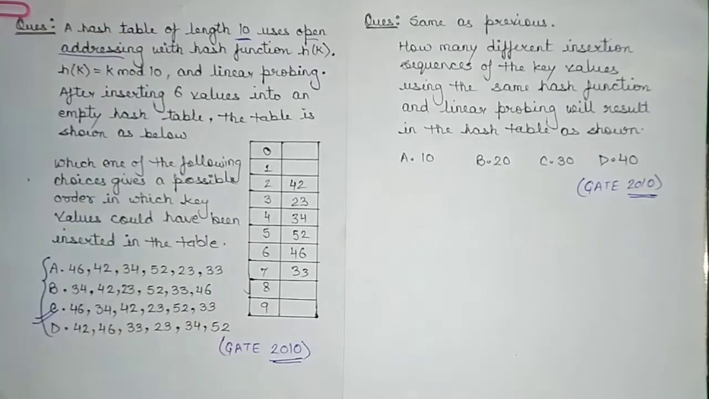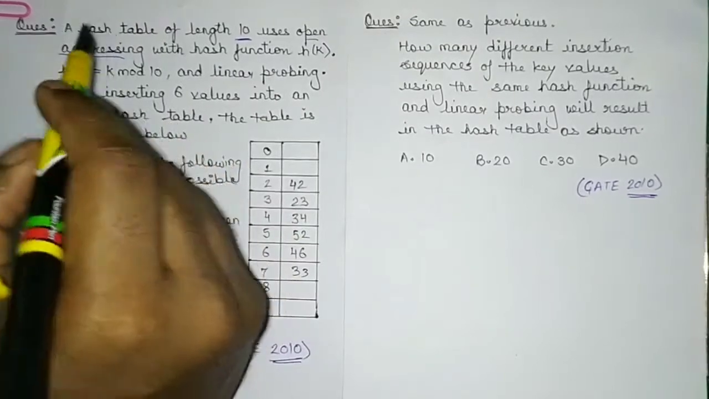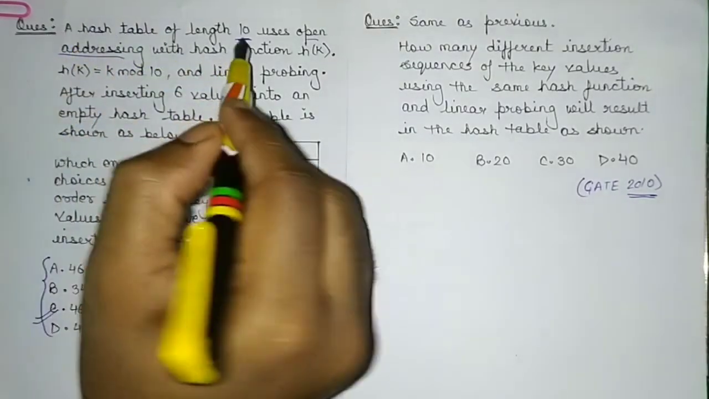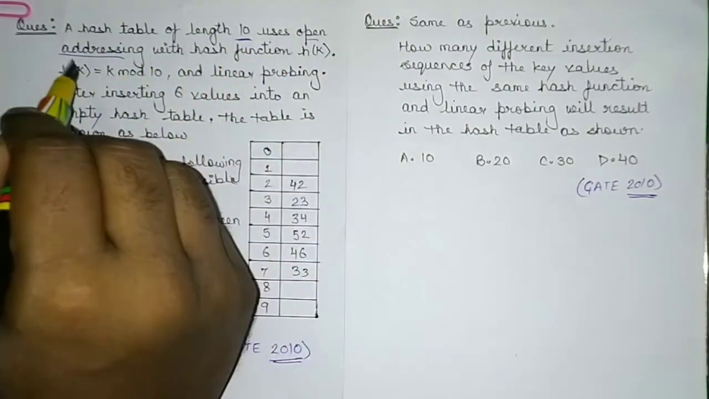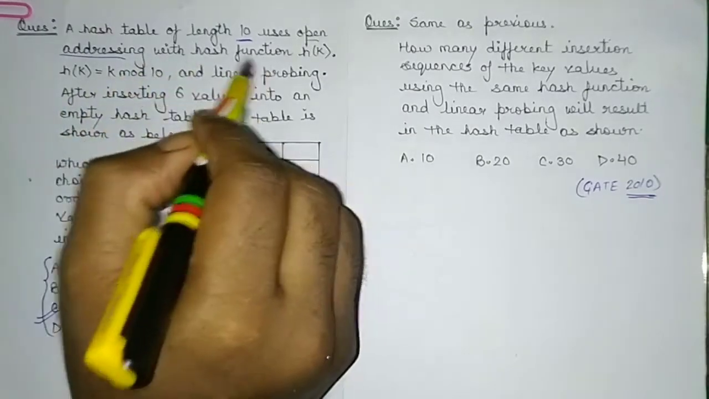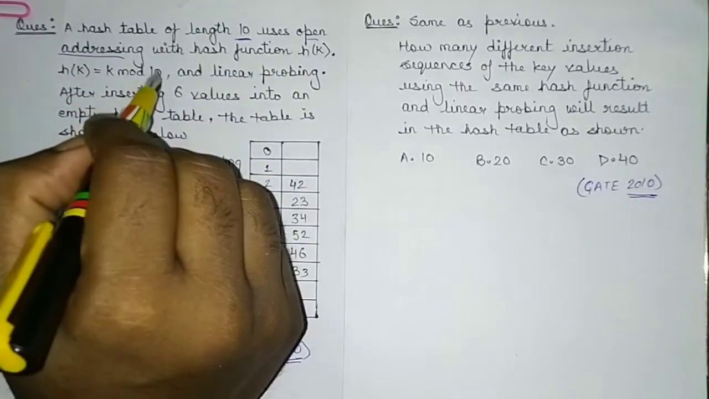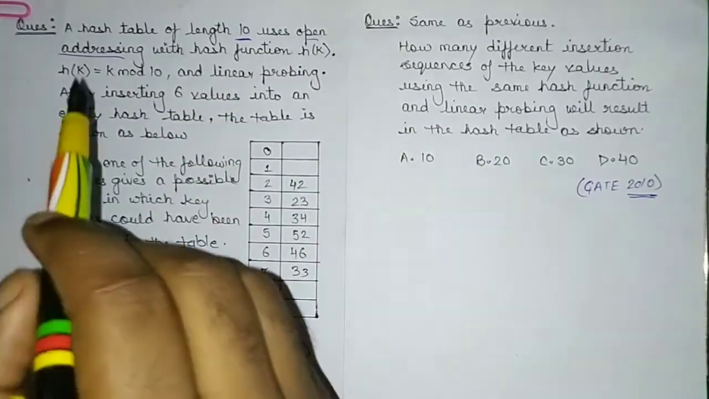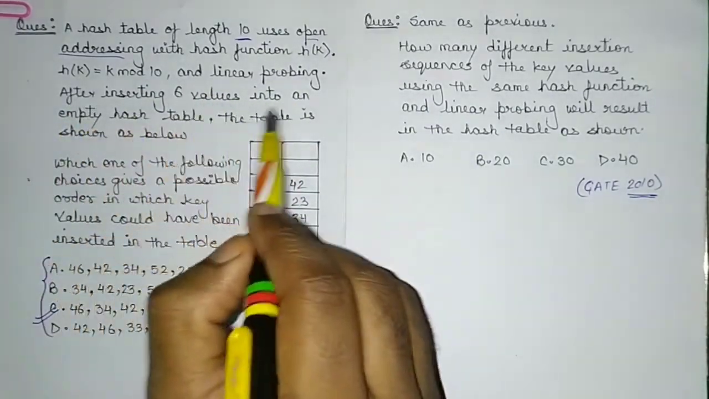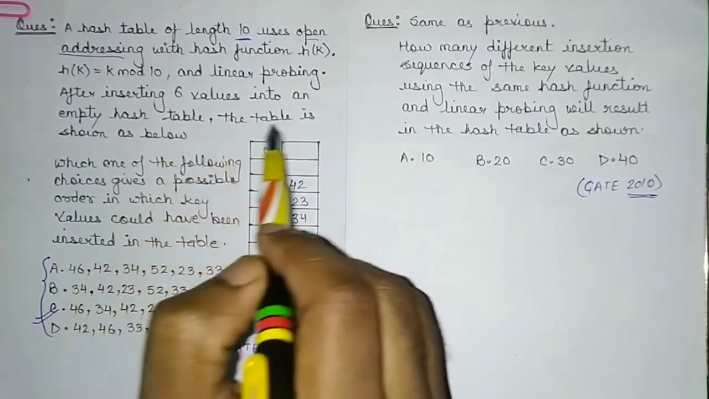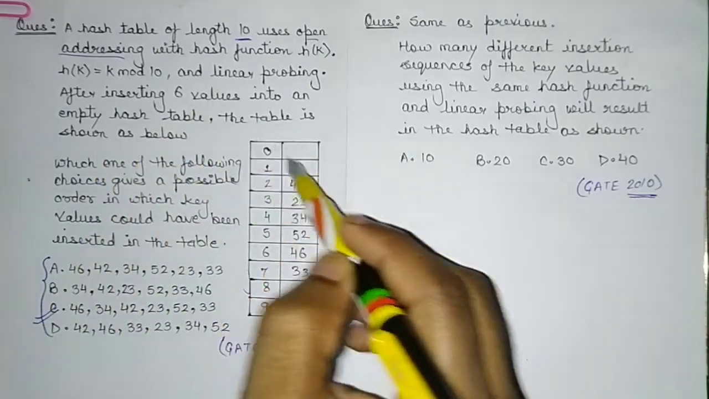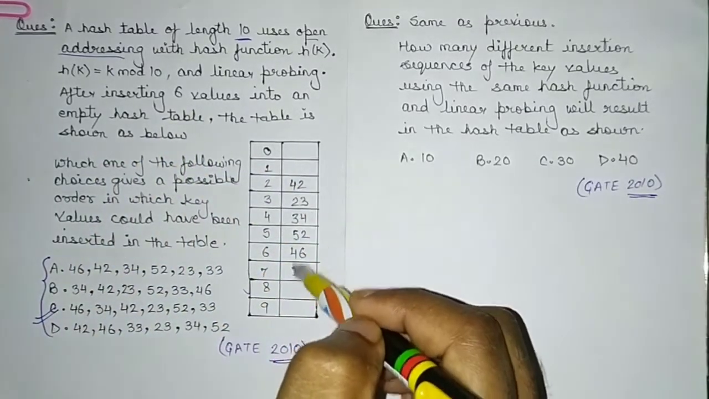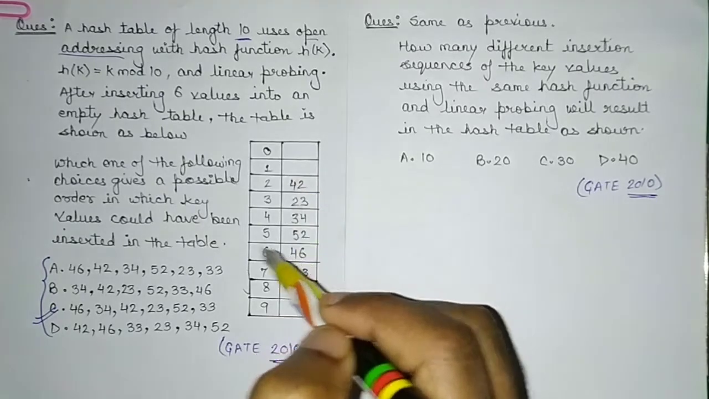So let's start with the first question. It says that a hash table of length 10 uses the open addressing technique with the hash function k mod 10, and we have used linear probing, right? After inserting 6 values into an empty hash table, the table is shown as below. So when we have inserted 6 values, the table looks like this.